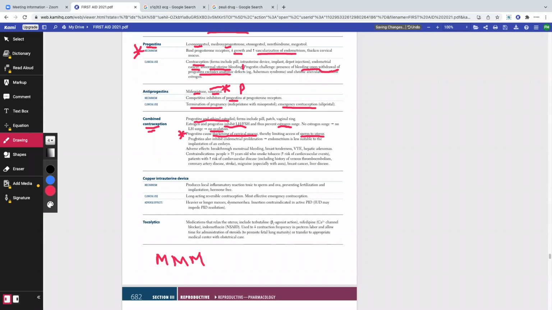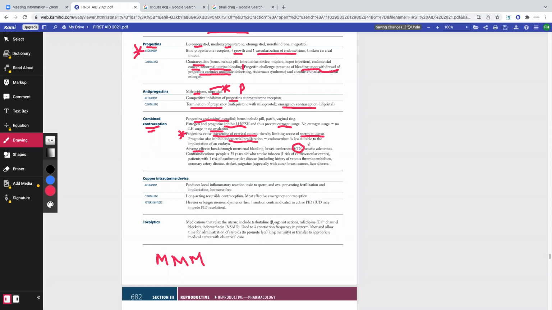So that's very important. Progestins also inhibit endometrial proliferation. That's another one. Now, the endometrium is less viable to the implantation of an embryo. That is the progestins that we give from outside. Always remember this. Progestins that we give from outside will inhibit endometrial proliferation. Progesterone that is produced from inside of the body will cause endometrial vascularization. Adverse effects are that patients can experience breakthrough bleeding, venous thromboembolism, very high yield.